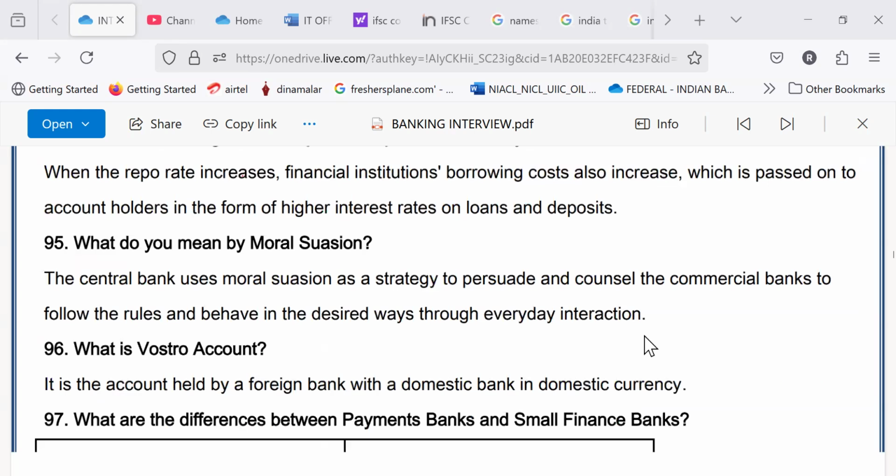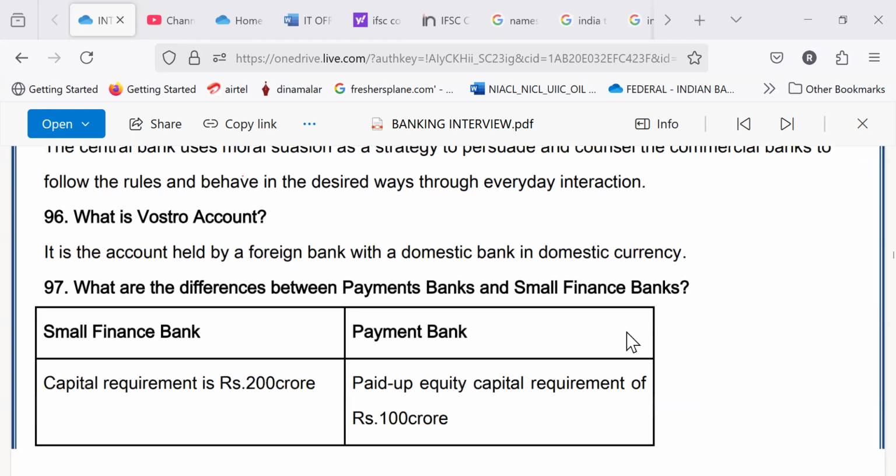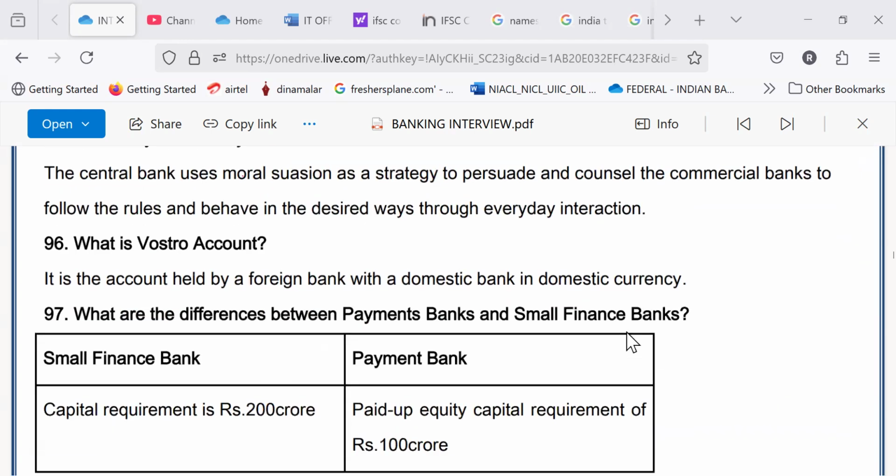Continue 95. What do you mean by moral suasion? The central bank uses moral suasion as a strategy to persuade and counsel the commercial banks to follow the rules and behave in the desired ways through everyday interaction. What is Vostro account? It is the account held by a foreign bank with a domestic bank in the domestic currency.